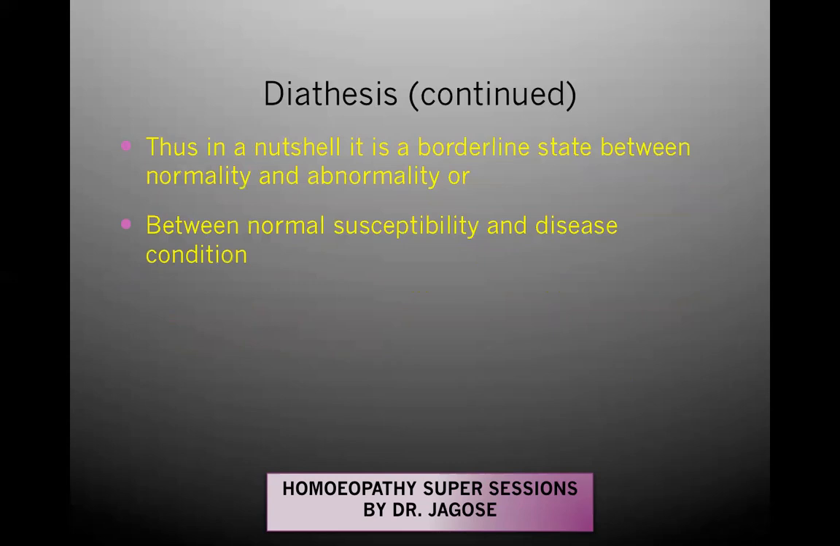So in a nutshell, it is a borderline state between normality and abnormality, or between normal susceptibility and a disease condition. Diathesis is nothing but a state between the normal susceptibility and the disease conditions, and the diathesis is nothing but the traits of the miasm which the patient may exhibit in his history.